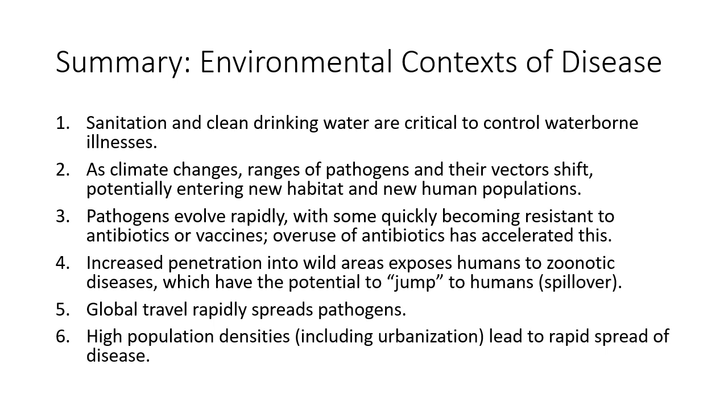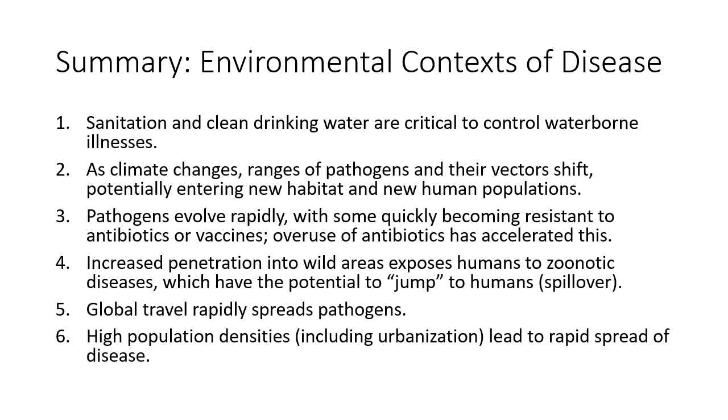Number 2, as the climate changes, the ranges of pathogens and their vectors are going to shift. You're going to have tropical and subtropical illnesses expanding into the higher latitudes as the tropical and subtropical mosquitoes can survive in those higher latitudes as the planet warms. For number 3, pathogens evolve rapidly and some can become antibiotic resistant and even vaccine resistant. The overuse of antibiotics in our medical system has accelerated this, just like we talked about with tuberculosis.